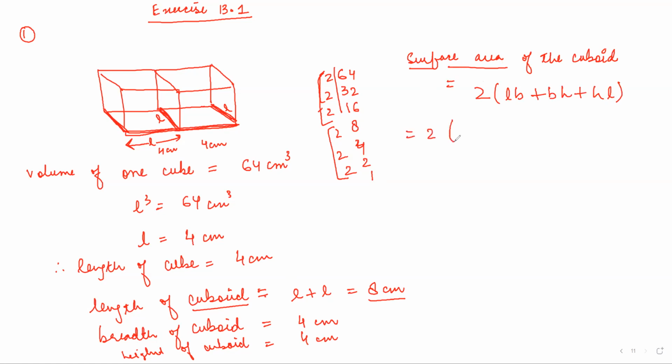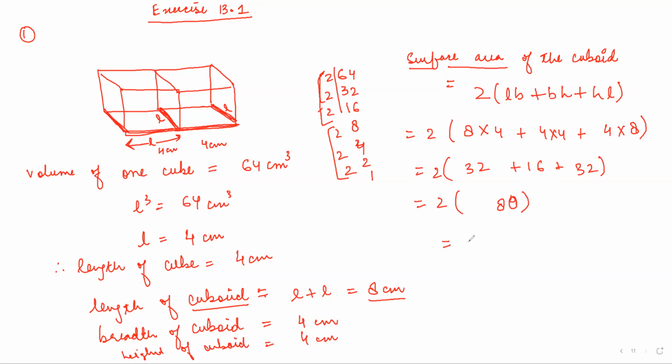So 2 into L is 8 into 4 plus 4 into 4 plus 4 into 8. So 2 into, this is 32 plus 16 plus again 32. So this is 2 into how much is it? 6 and 4, 0, carry 1, 8, 80, right? This is 160 centimeter square.